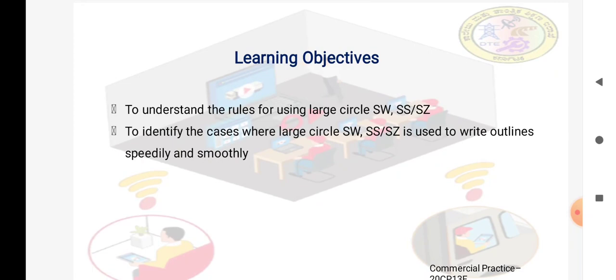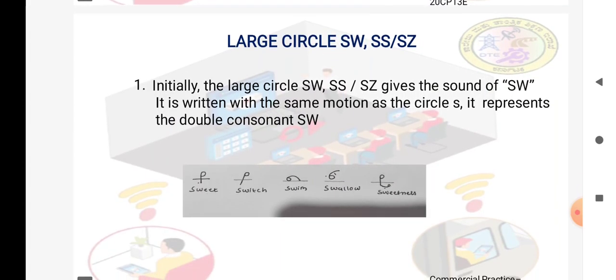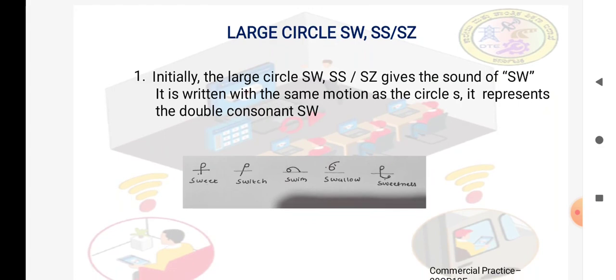So what are the learning objectives of this particular session? You are going to understand the rules for using large circles, that is swa, ses or says, and also see the cases where large circles can be used in a shortened outline, which will help you to write the outline speedily and smoothly, so that you will be able to write at a higher speed. That is the main intention of this particular chapter. So let us go to rule 1.